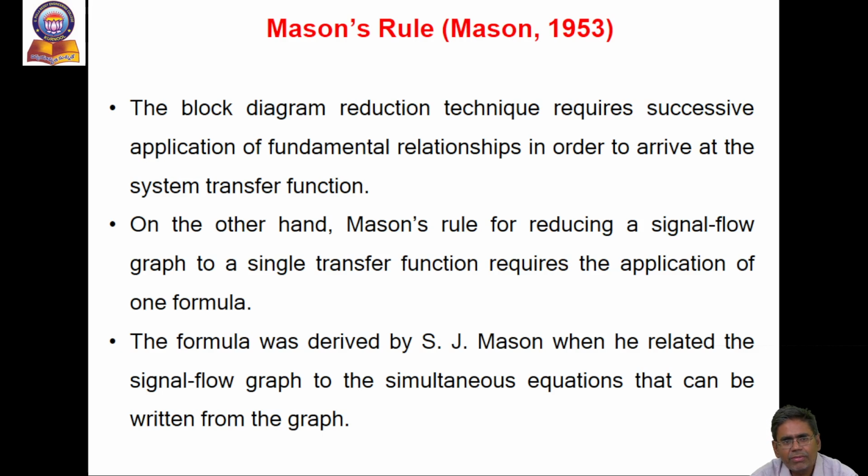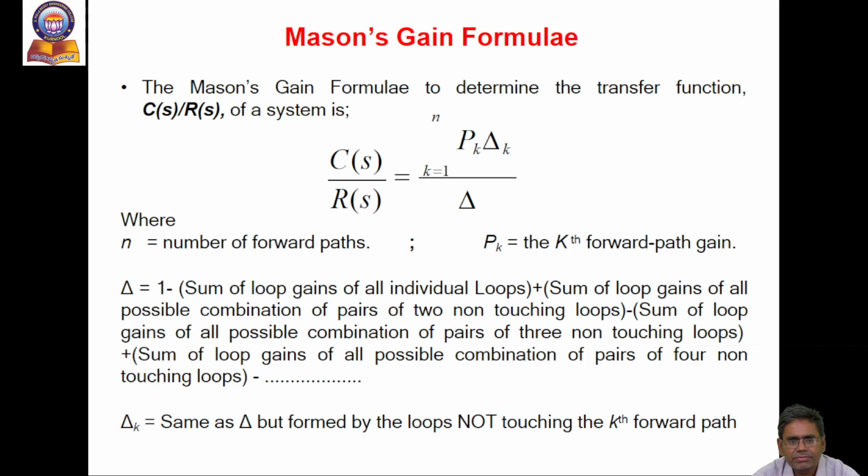Mason's gain formula. The block diagram reduction technique requires successive application of fundamental relationships in order to arrive at the system transfer function. On the other hand, Mason's rule, the Mason's gain formula for reducing a signal flow graph to a single transfer function, requires the application of only one formula. The formula was developed by S. J. Mason when he related the signal flow graph to the simultaneous equations that can be written from the graph.